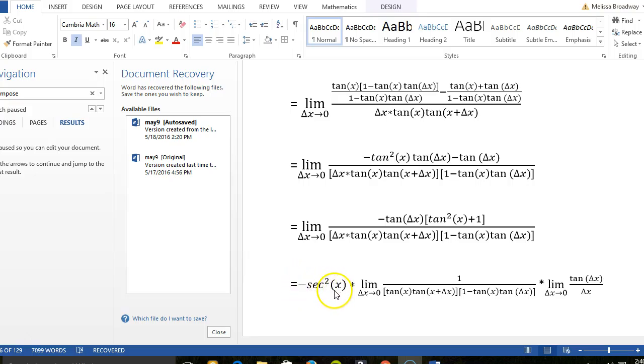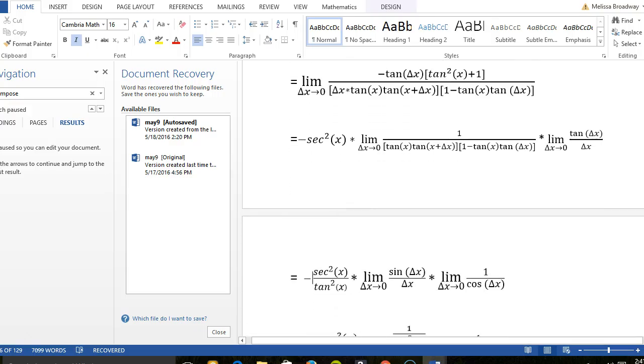So negative secant squared x times this limit times this limit, where the limit of the product is the product of the limits. Notice, with the stipulation, though, that I keep tan delta x and delta x together because that's a 0 over 0 limit. Now this one's not. And so with that stipulation, we know this limit is 1.